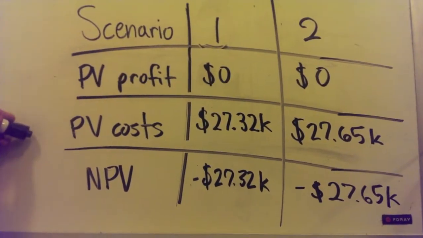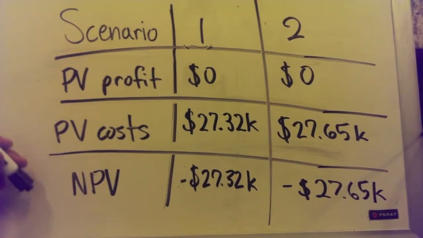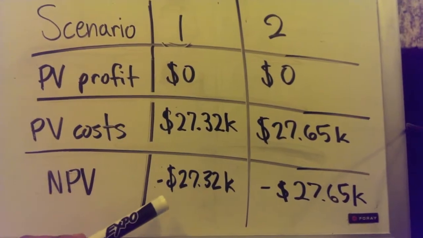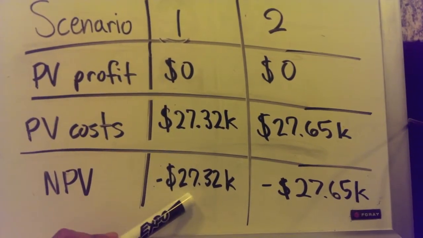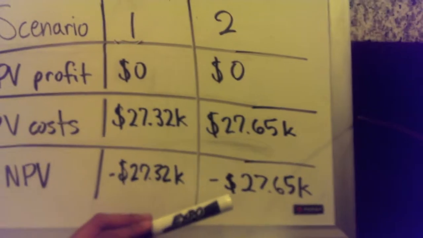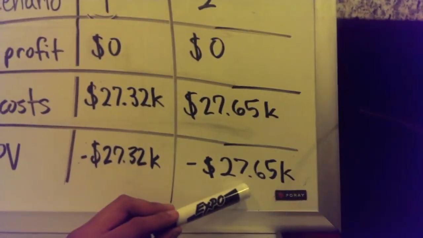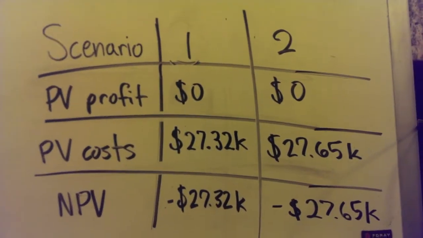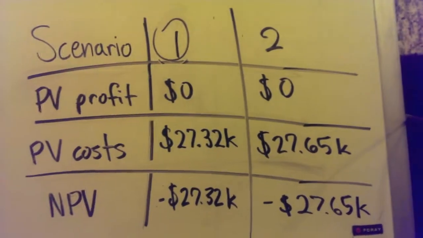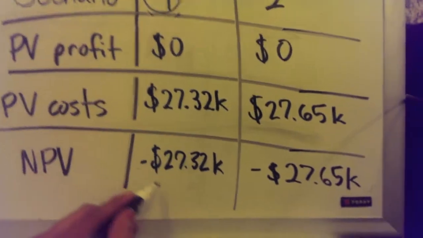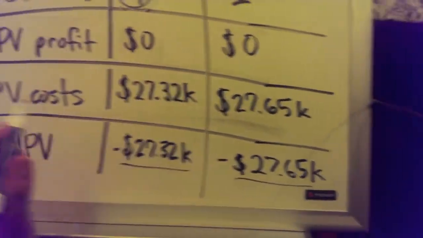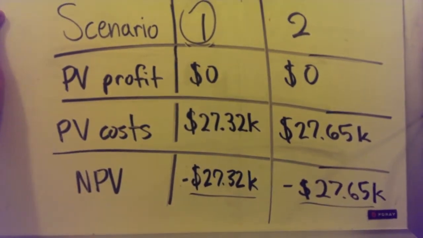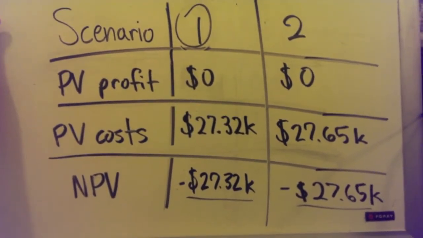Profit being positive and cost being negative, we can add them together to obtain our net present value. Scenario 1's net present value will be negative $27,320, while scenario 2's will be negative $27,650. From this table, we can see that scenario 1 will be more efficient because we spend less money than scenario 2. Hopefully this video has given you a better understanding of net present value and how you can use it to compare two situations.